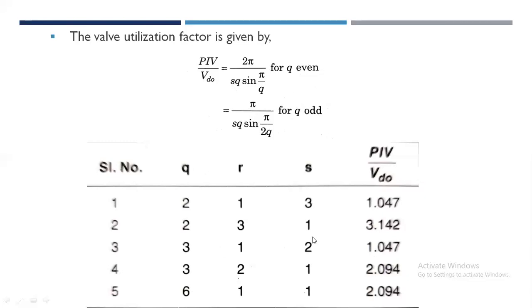The first and third give the same result, and compared to the first and third, the second, fourth and fifth give different values. For the second it is a very high value, 3.142, and a moderate value from the fourth and fifth, 2.094. So as per this table we can conclude the best valve utilization is obtained from configurations 1 and 3.